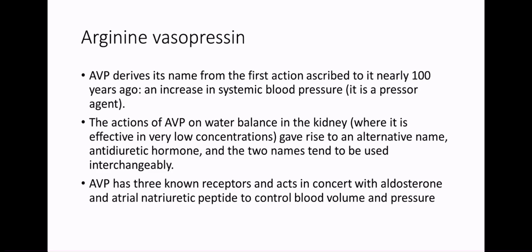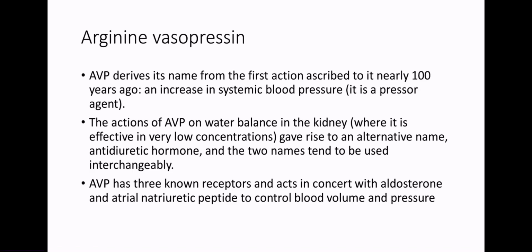Coming on to the detail of arginine vasopressin, it derives its name from the first action described nearly 100 years ago, that is an increase in the systemic blood pressure. It is a pressor agent. And the actions of AVP on the water balance in the kidney, where it is effective in very low concentrations, gave rise to an alternative name, the antidiuretic hormone, and the two names tend to be used interchangeably.